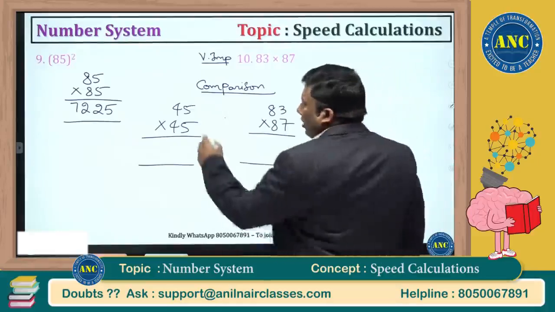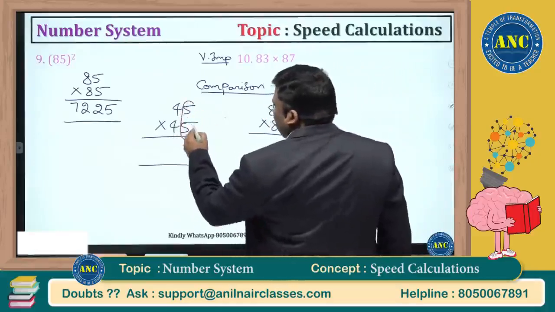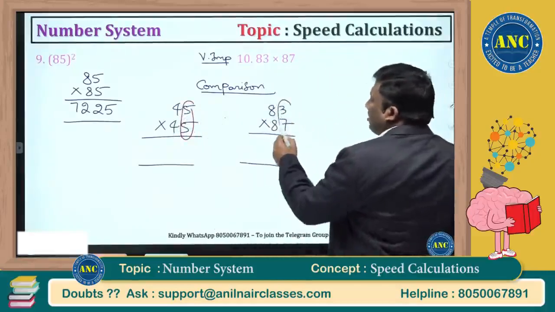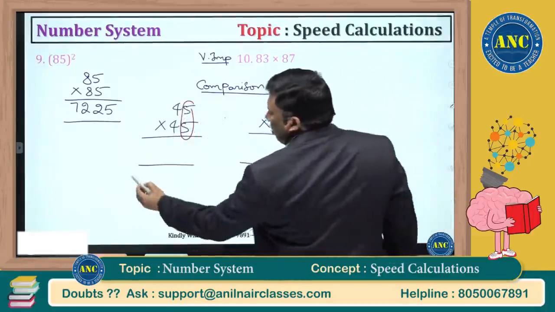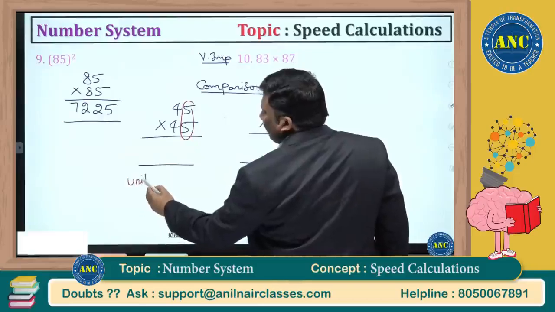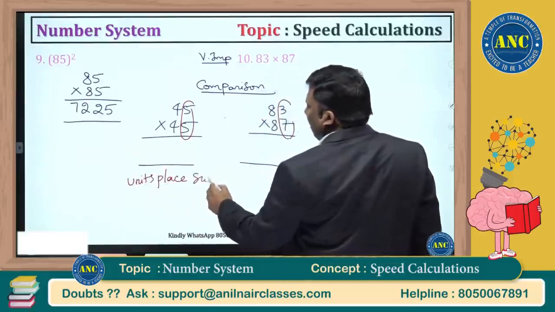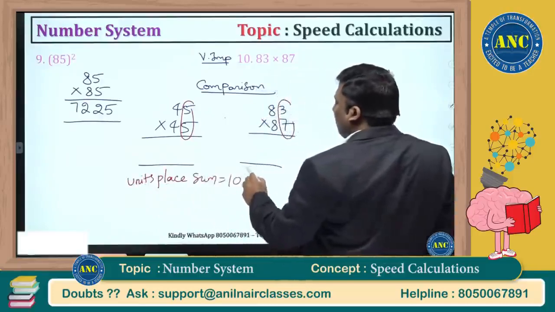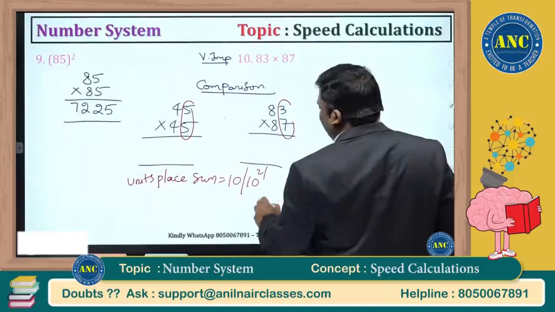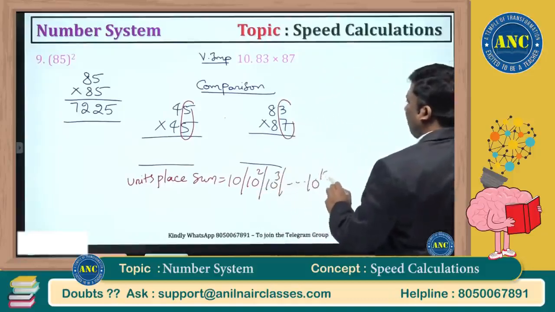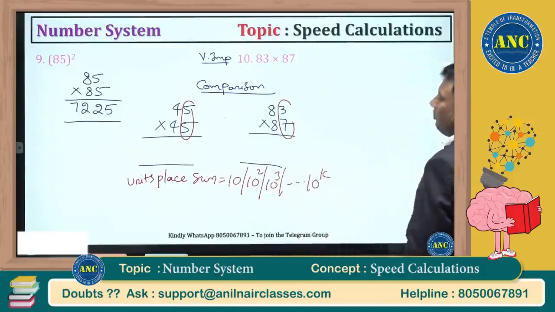Now see here. These are the units places. What is 5 plus 5? 10. What is 3 plus 7? 10. That means the units place sum is 10. Sir, can it be 10? It can also be 10 square. It can also be 10 cube. It can be anything of the form 10 power k.